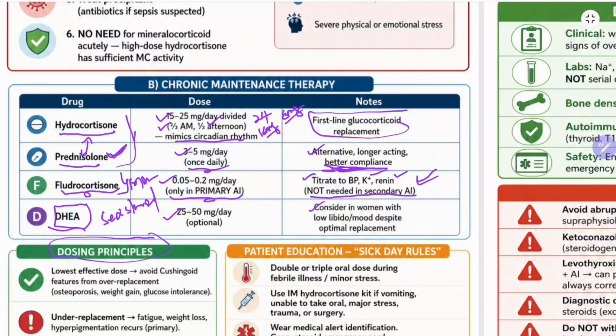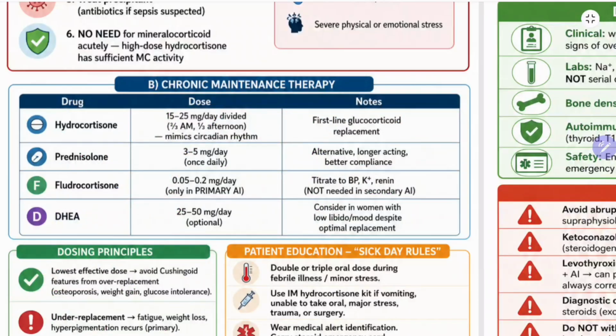Dosing principles. The lowest effective dose should be given. Avoid Cushingoid features from over replacement. There is a risk of osteoporosis, weight gain, and glucose intolerance. Under replacement will cause fatigue, weight loss, and hyperpigmentation recurs in case of primary. That's about the second point in management of AI.